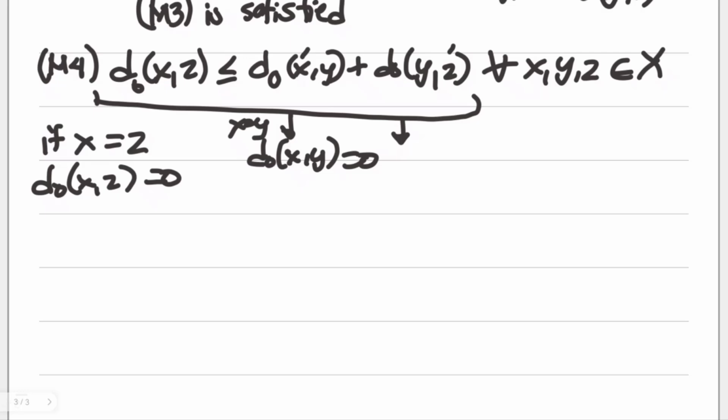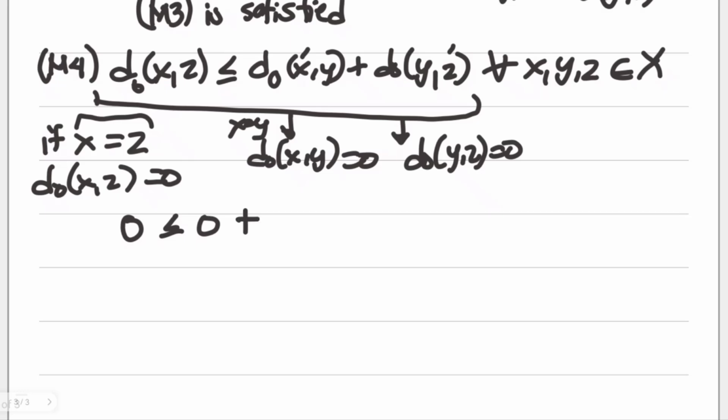And since x and z are equal, the distance of y and z is also equal to 0. Plotting all of this, 0 is less than or equal to 0 plus 0, which satisfies the inequality. That's the first part, when x is equal to z. Because if x is not equal to y, that would mean z is also not equal to y, because x and z are the same. The distance of x and z is still 0.